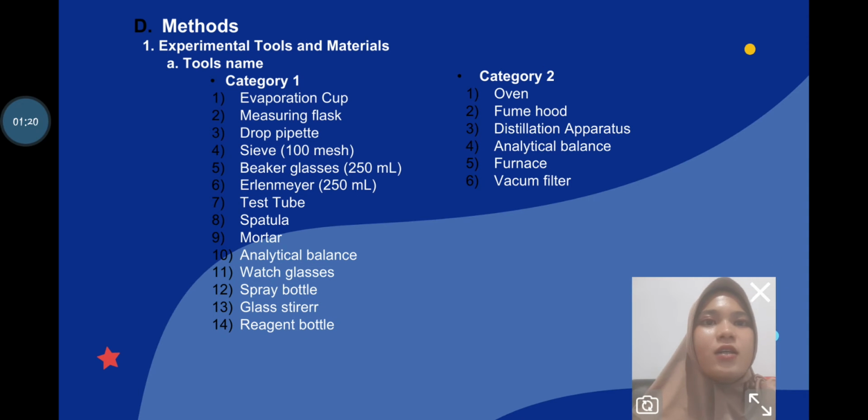Methods, tools and materials. Tools category 1: evaporation cup, measuring flask, drop pipette, sieve, beaker glass, Erlenmeyer, test tube, spatula, mortar, watch glass, spray bottle, glass stirrer, and reagent bottle. Category 2: oven, fume hood, distillation apparatus, analytical balance, furnace, and vacuum filter.